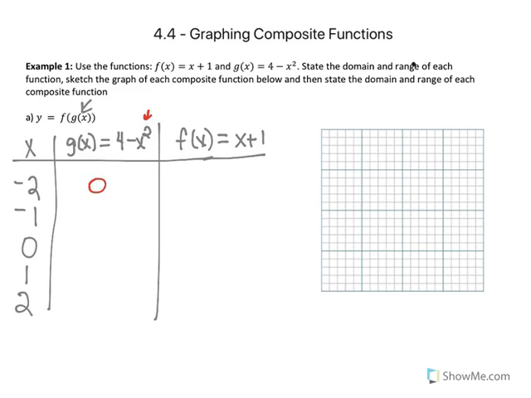which is 0. So I want you to pause this video and I want you to fill out the remainder of these numbers for this portion of the graph. So you should have got 0, 3, 4, 3, 0. Now what we're going to do is we're going to plug all of those into the second equation. So 0 plus 1 is 1, 3 plus 1 is 4, 4 plus 1 is 5, 3 plus 1 is 4, and 0 plus 1 is 1, and then we will just graph.